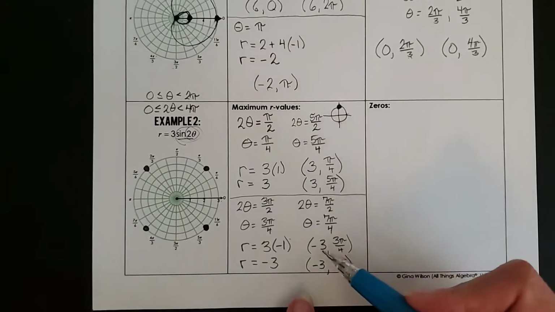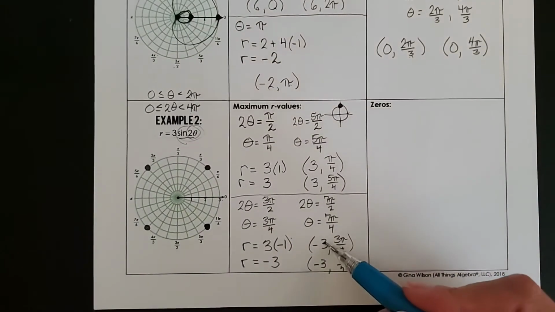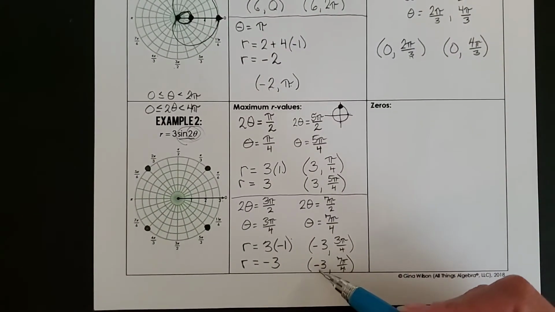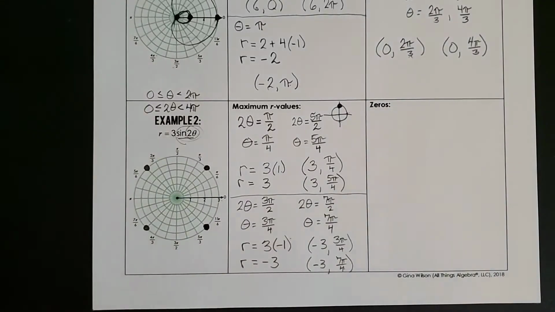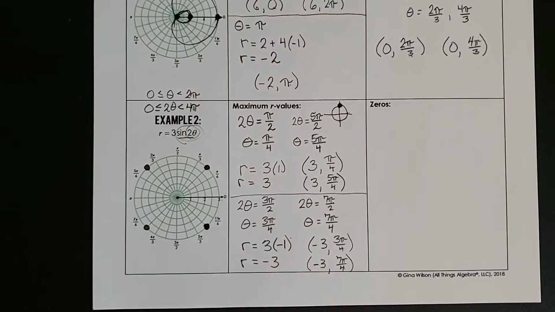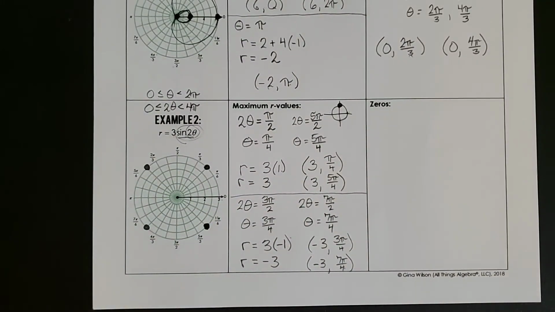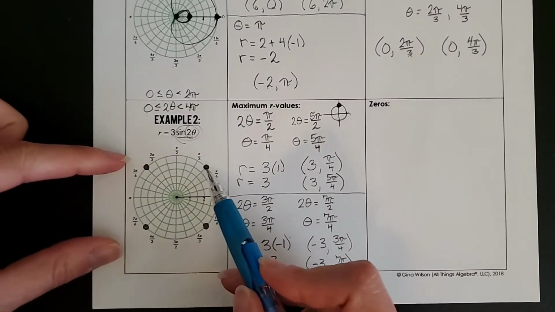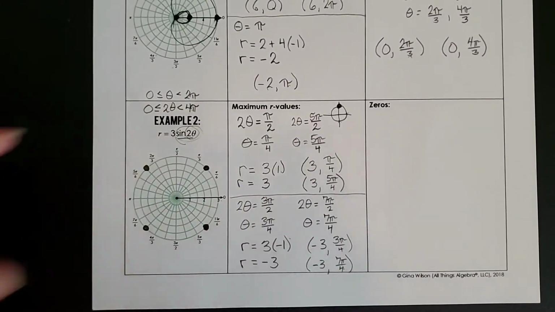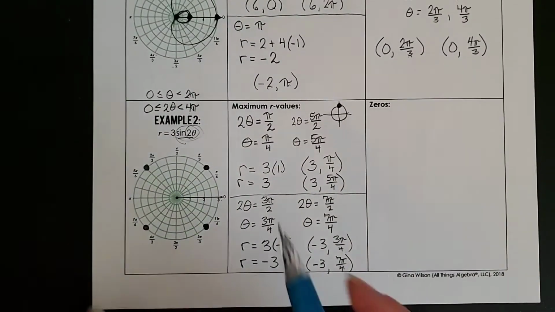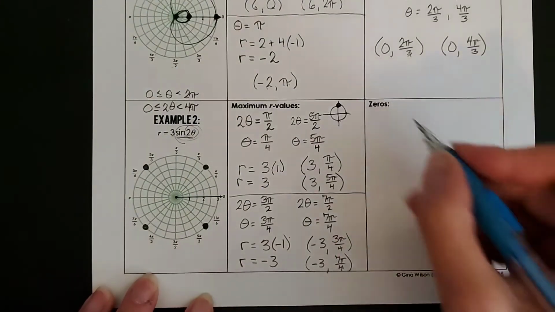Which you're probably thinking, why don't we just have 3 at 7 pi over 4 and 3 at 3 pi over 4 instead of doing the negatives? And those come into play just in the direction and how this traces out. And we'll see that when we get to our calculator. So right now we've got these nice 4 extremes.